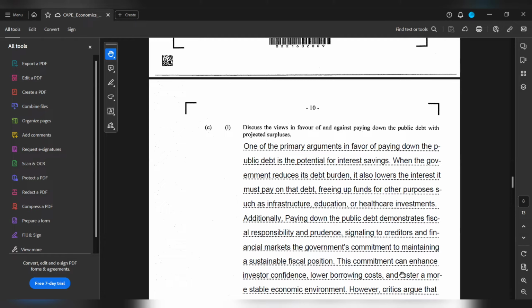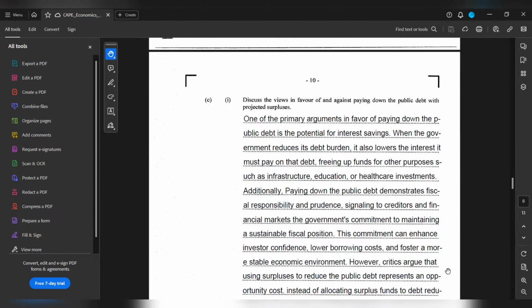Additionally, paying down the public debt demonstrates fiscal responsibility and prudence, signaling to creditors and financial markets the government's commitment to maintaining a sustainable fiscal position. This commitment can enhance investor confidence, lower borrowing costs, and foster a more stable economic environment.